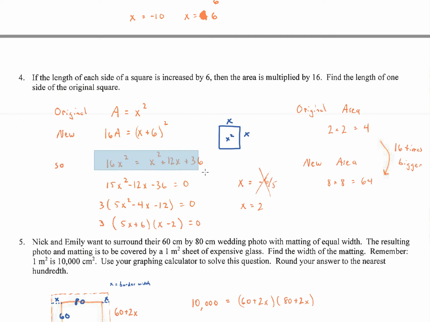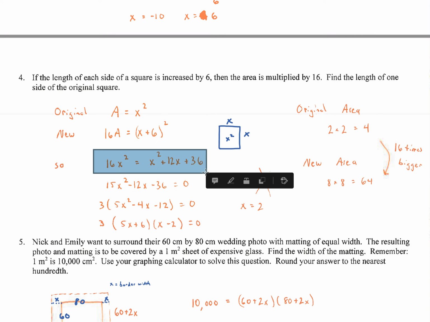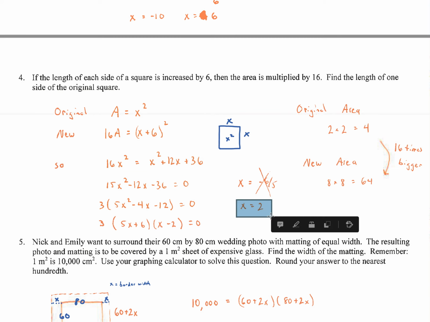Once you get this, you can solve however you want. Quadratic formula, looks like I ended up factoring it. I guess you could have completed the square, which would be really messy. Then you get two x values. The negative one doesn't make any sense, and you get an x value of 2. That tells you the original square's length.